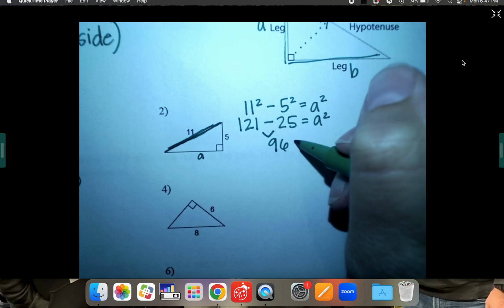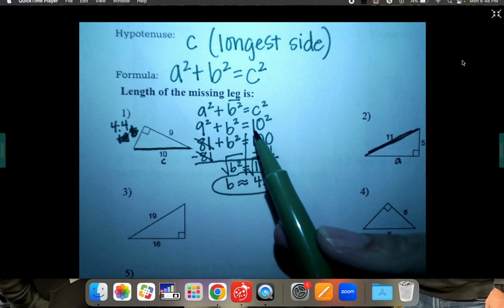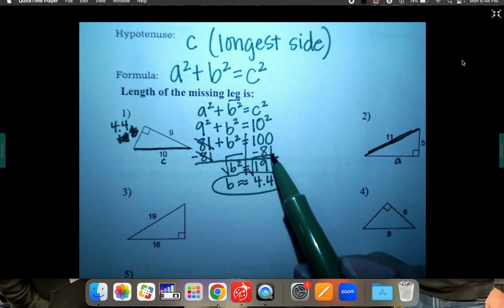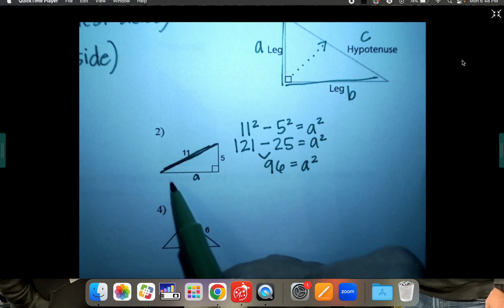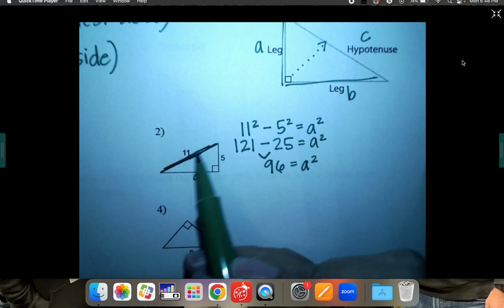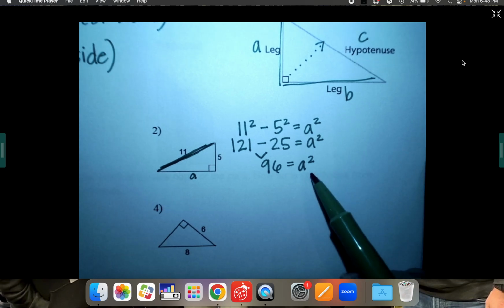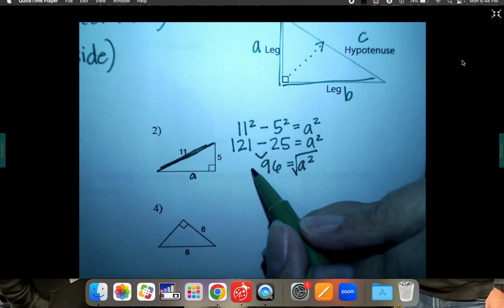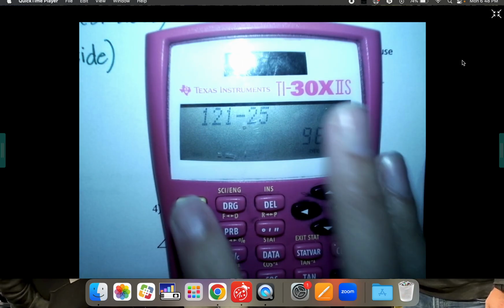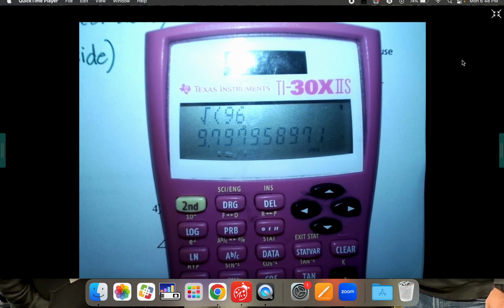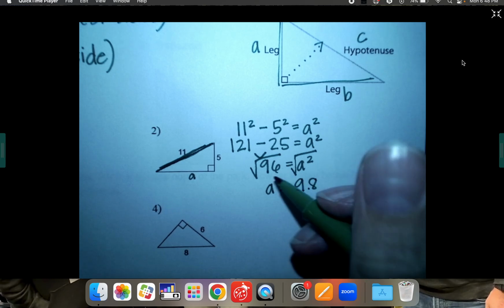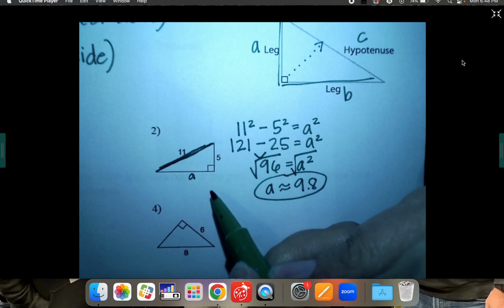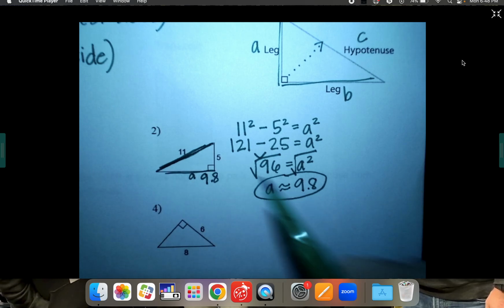That to me is a lot faster than doing all of this: subtract 81 from both sides, then get 19, square root 19. But we're not quite done though, because 96 is obviously not the length of this side. If the longest side is 11, 96 is not right, but we need to still square root it because that's what A squared is. So the square root of 96 is about 9.8. So A is about 9.8. 9.8 is appropriate, yes, for this side.